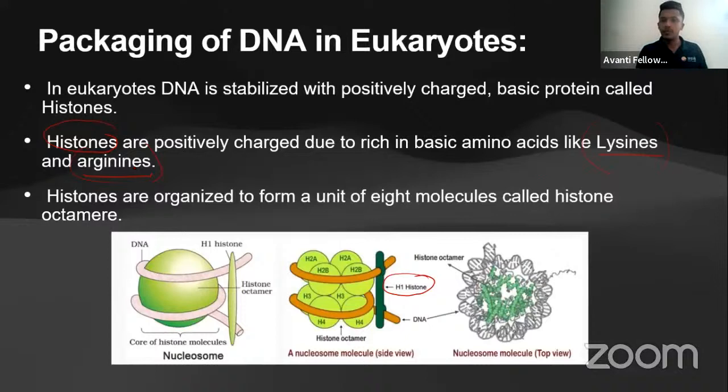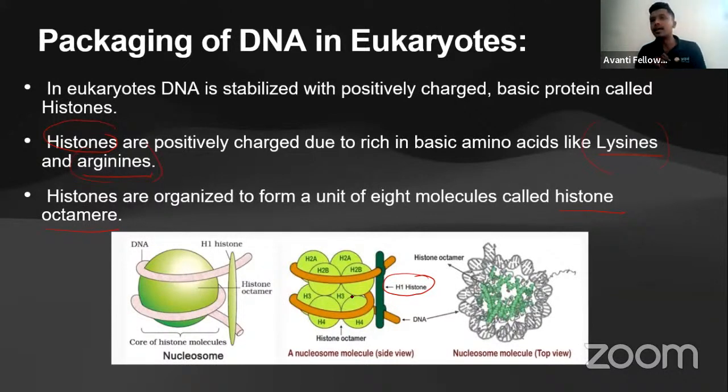Now what happens? With the signals of the cell, these histone monomers come together and form a ball-like structure, which we call a histone octamer. Each histone octamer is a ball of 8 histone monomers. You can see 4 and 4, right? 4 and 4. So this ball of 8 histone monomers forms a histone octamer.